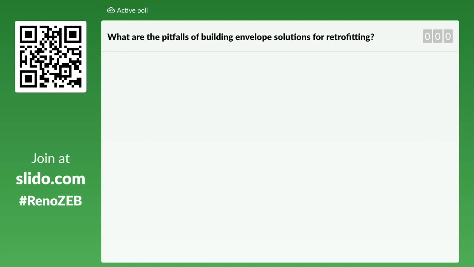First question I'd like to propose to you. Referring to the building envelope, working on the retrofitting of building envelope, what are the pitfalls you think are the most critical for the renovation itself? Now on Slido, you can put your word, and here you can see the word cloud.